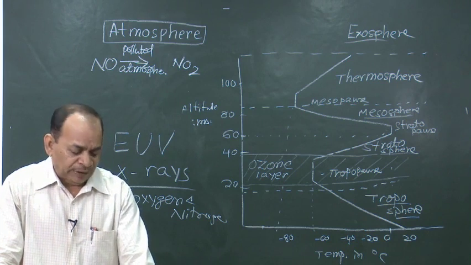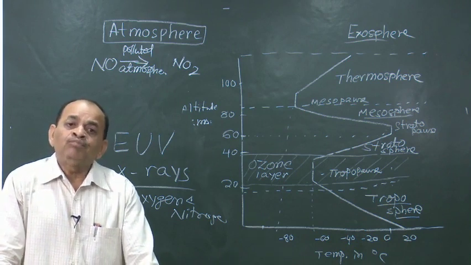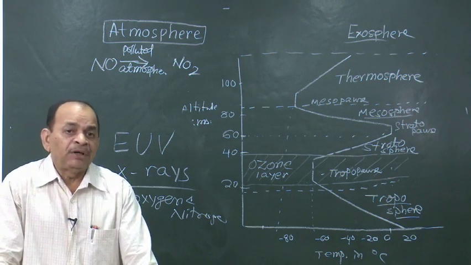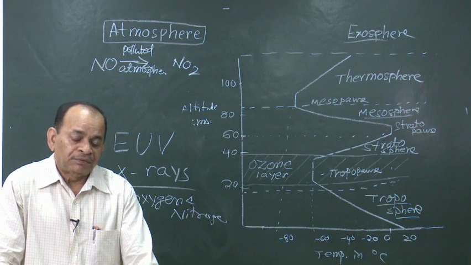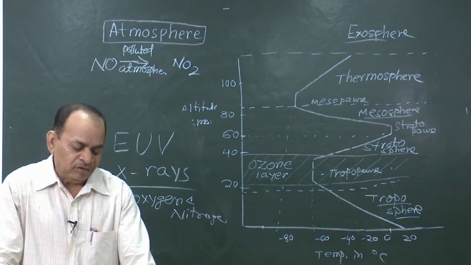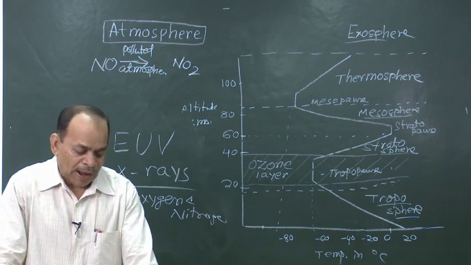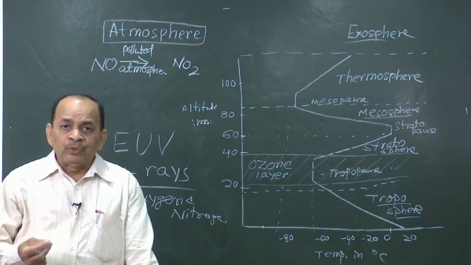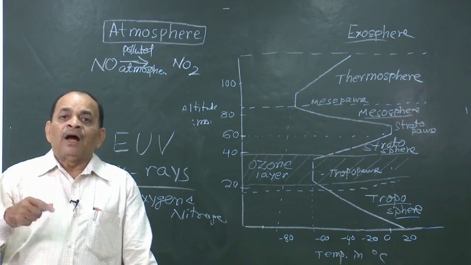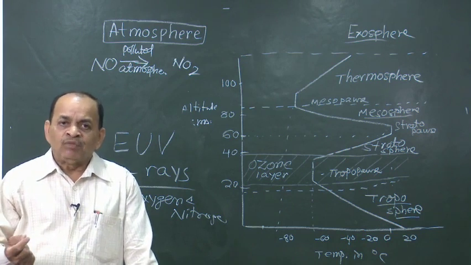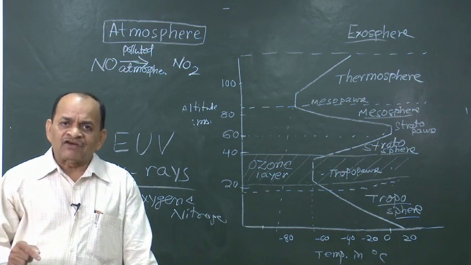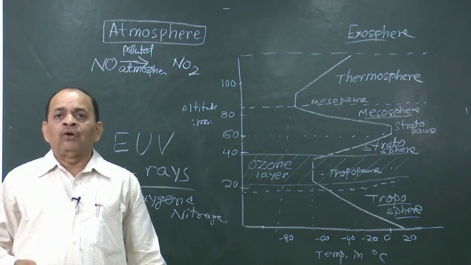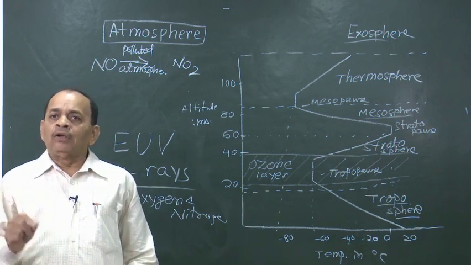Its composition and conditions vary from place to place. It is not constant everywhere. It varies from place to place, with altitude and through time, because whatever the composition is today, it may not be the same after one month. So, it is not the same always everywhere.